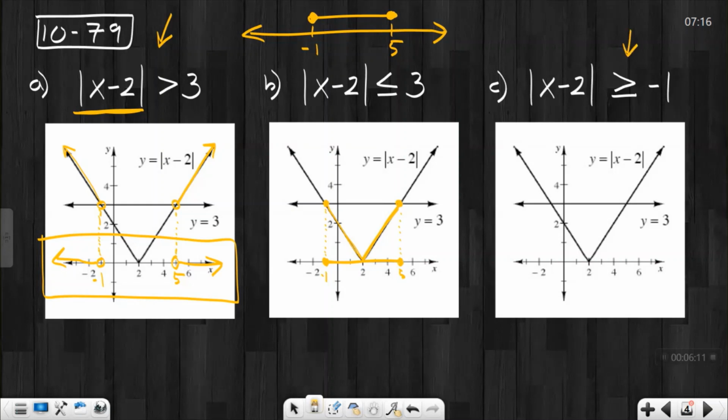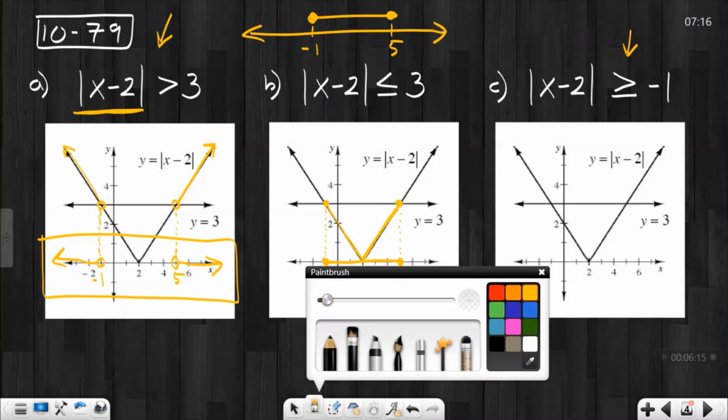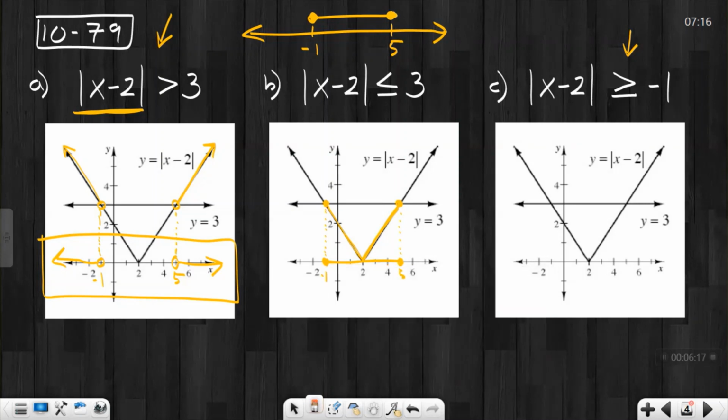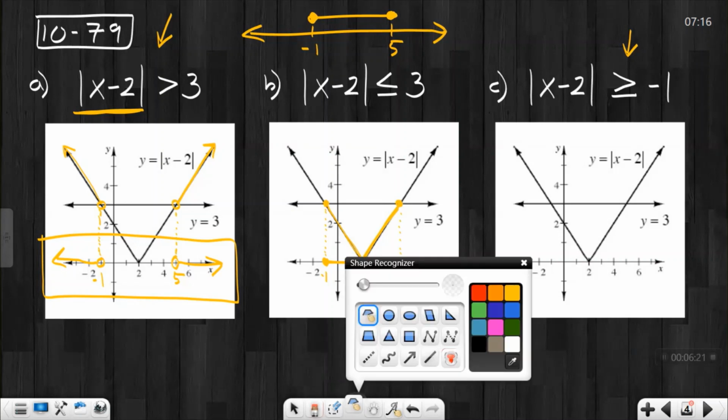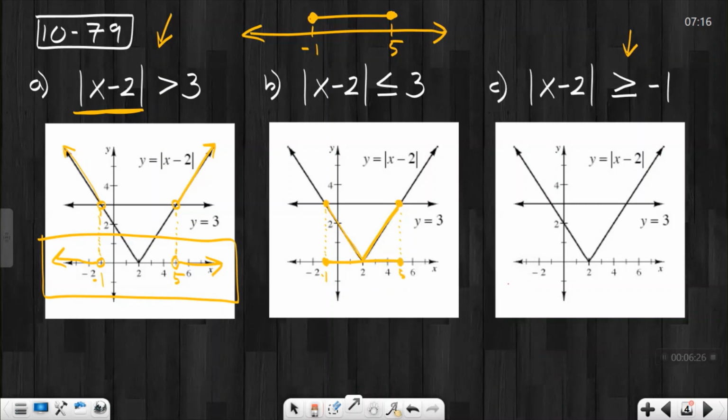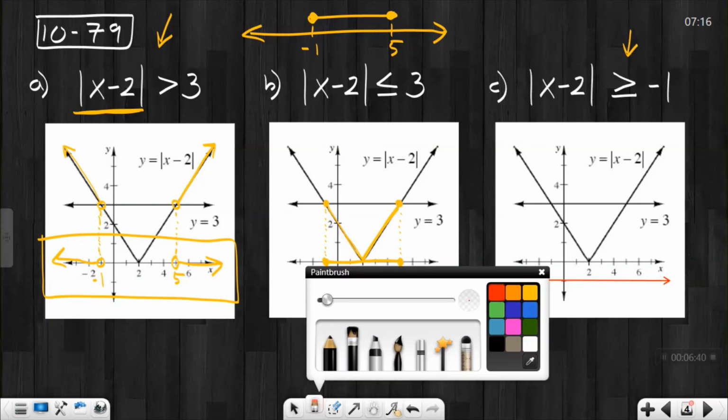All right, let's look at our next one here. What if the absolute value is greater than or equal to negative 1? Well, I'm going to put negative 1 in my graph here. I'm going to bring it in red. All right, negative 1 would just be that line right there. Not entirely straight, but there we go. All right, so negative 1 is that line right there. When is the absolute value greater than that line?